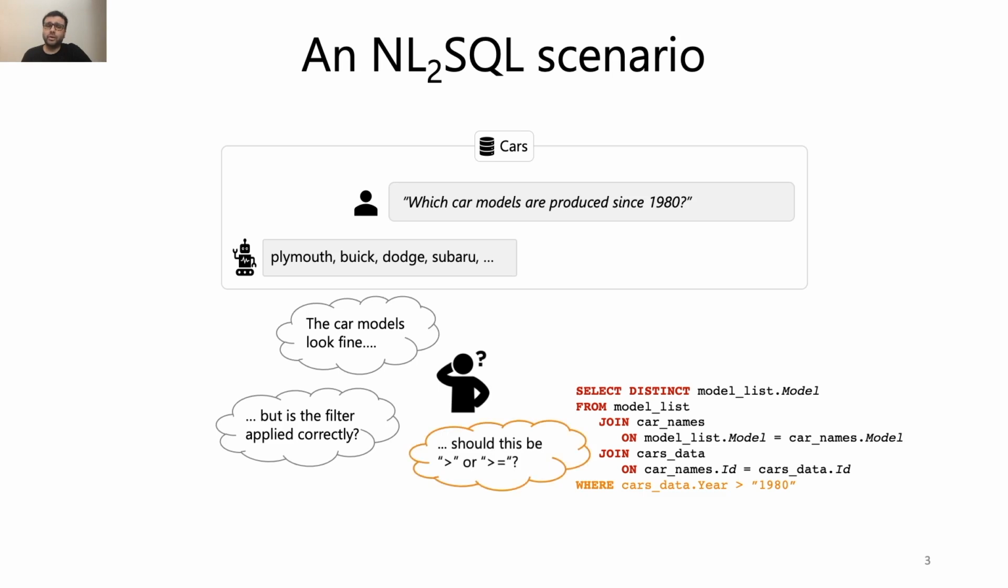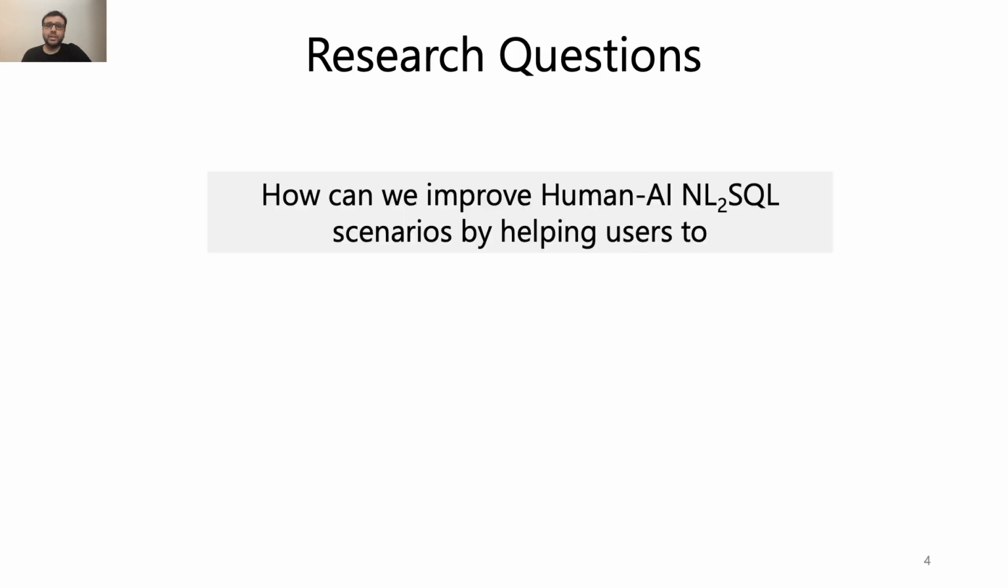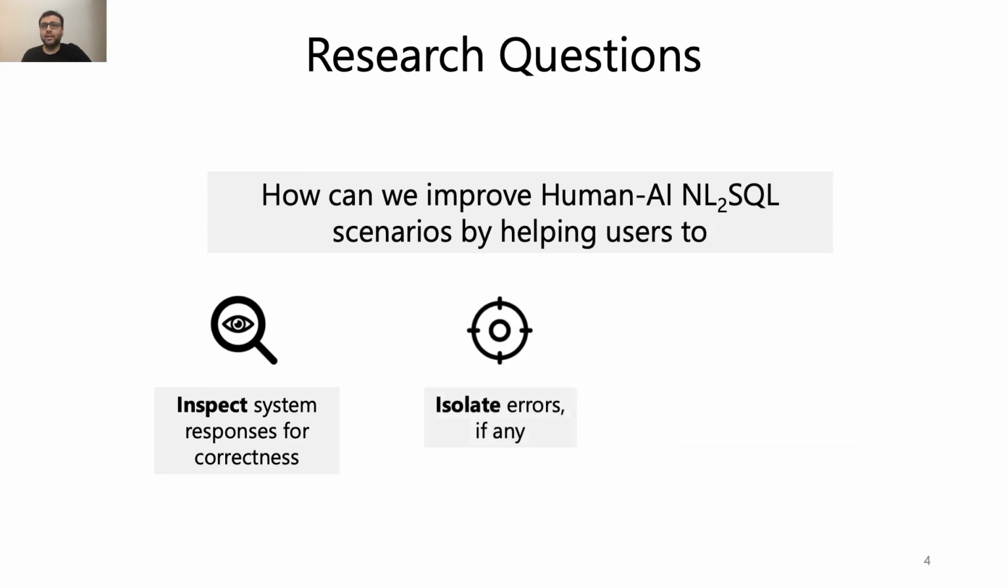They somewhat interpret the filter-like statement, but have no idea what the other statements mean. Many systems output similar responses, presenting challenges for users who may be familiar with the domain, but have little or no experience with SQL. In this work, we study how such human AI NL to SQL scenarios can be improved by helping users to inspect system responses for correctness, isolate errors if any, and fix those errors if possible.